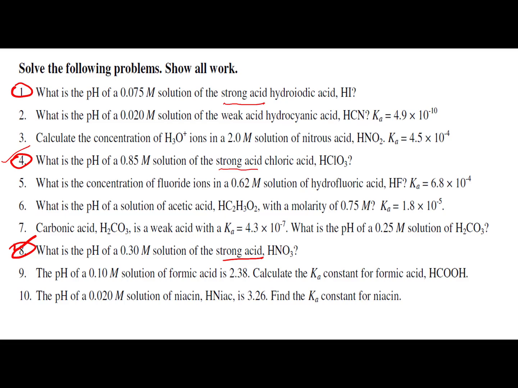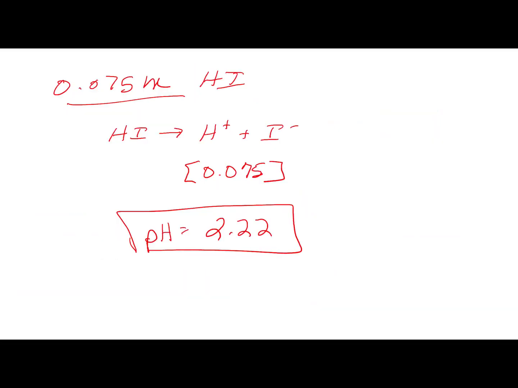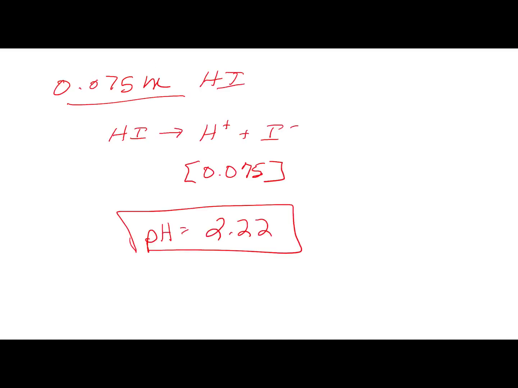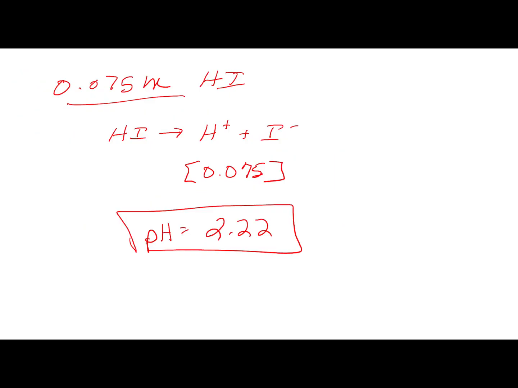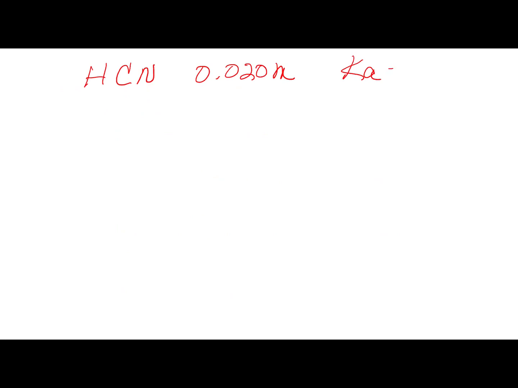Now, then we have our weak acids, and we have this pesky little thing over here called a Ka. Okay, this is hydrocyanic acid. So if I can remember these numbers, I might have to go back and forth. Okay, well, we have hydrocyanic acid. All right, we have a molarity. What's our molarity? 0.020 molar solution. And the Ka of this is 4.9 times 10 to the minus 10.